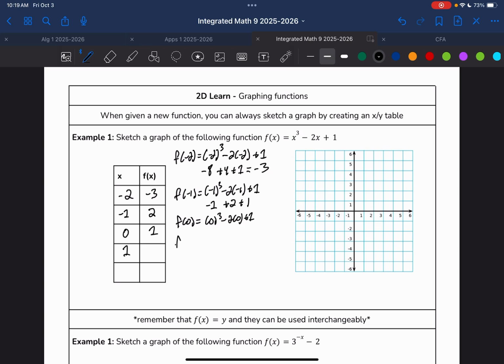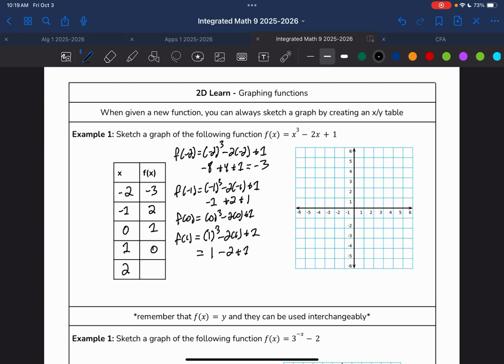If I plug in f of 1, I'm going to get 1 cubed minus 2 times 1 plus 1. So that's 1 minus 2 plus 1, which is 0. And if I plug in 2, f of 2 is equal to 2 cubed minus 2 times 2 plus 1. So I'm going to get 8 minus 4 plus 1. That's going to give me 5.